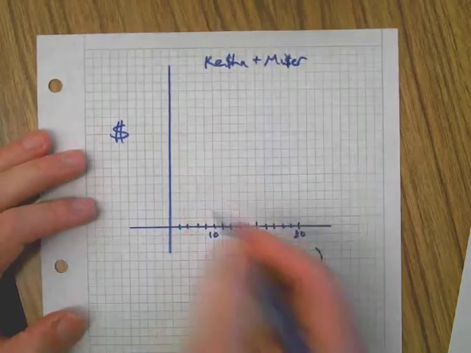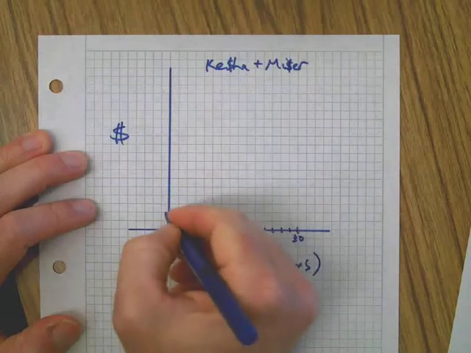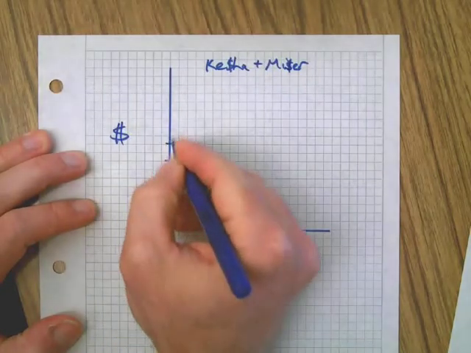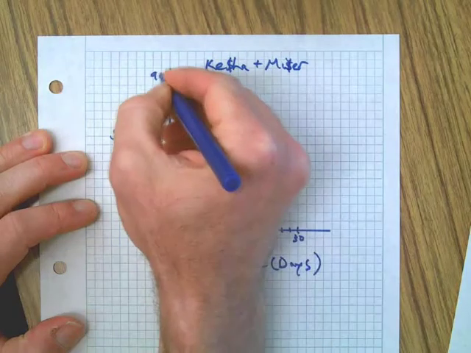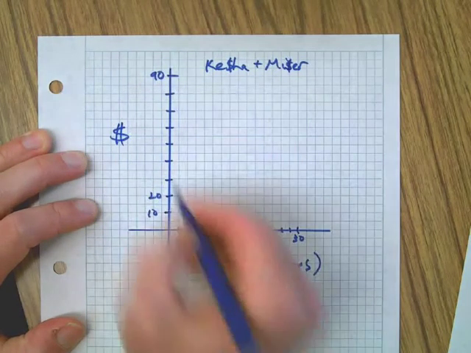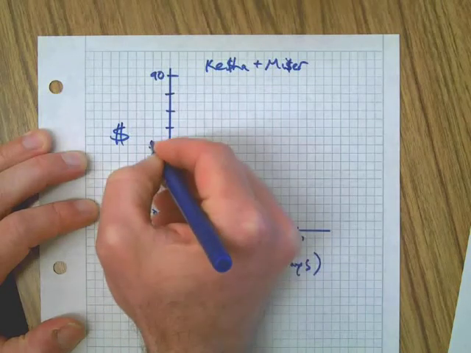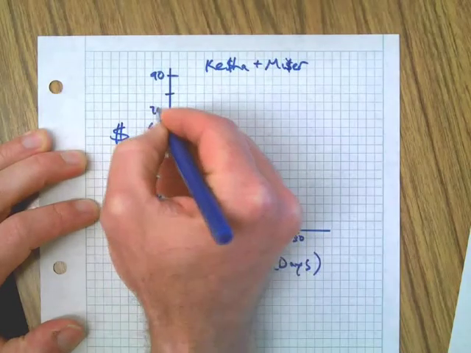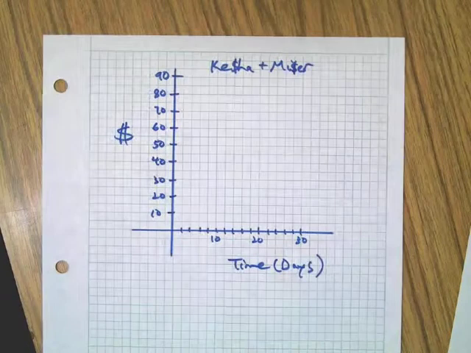Okay. We need $100 here. I'm going to count by fives. 10, 20, 30, 40, 50, 60, 70, 80, 90. Good enough. So each line is $5, but I'm marking every $10. Okay, so we have labels, title, straight lines.